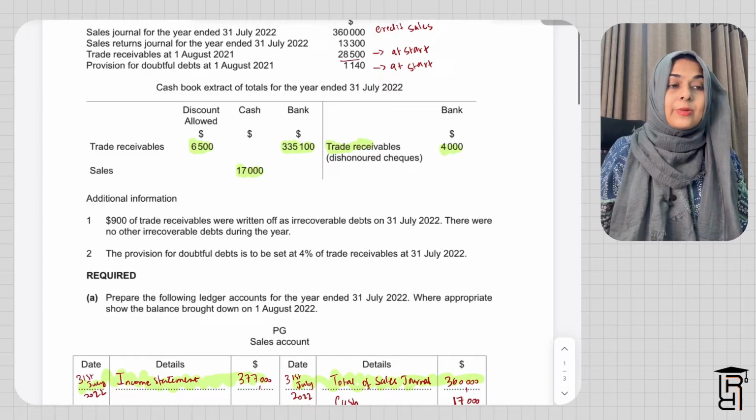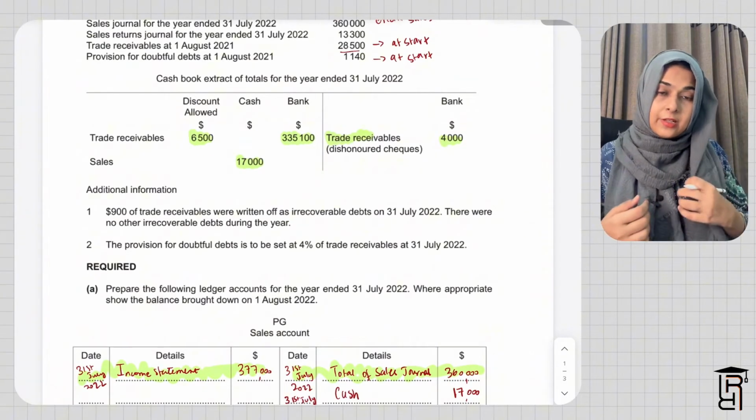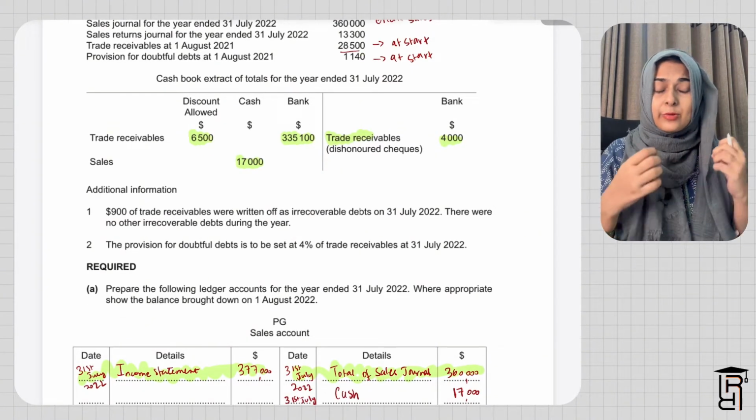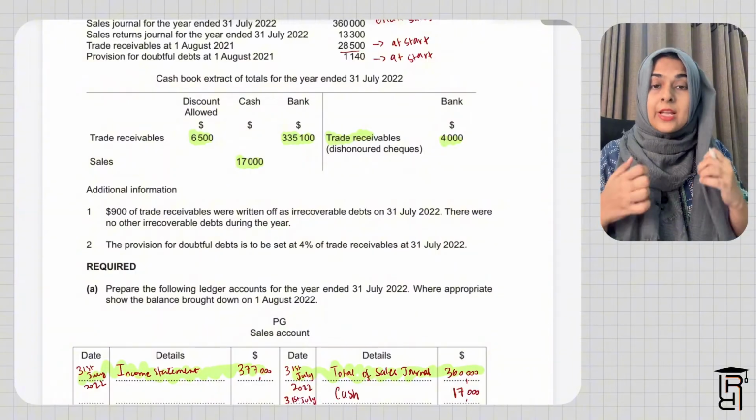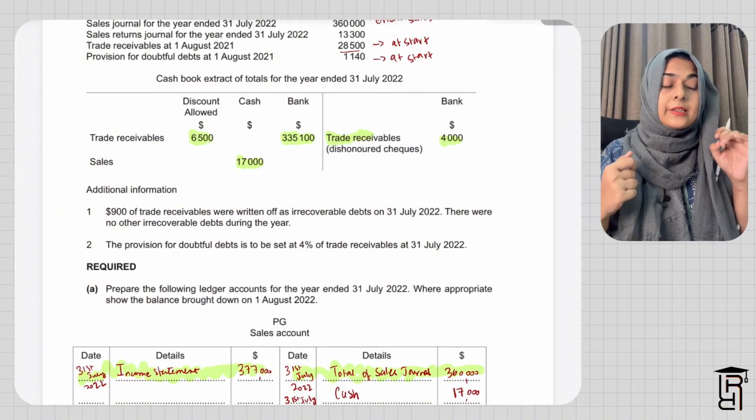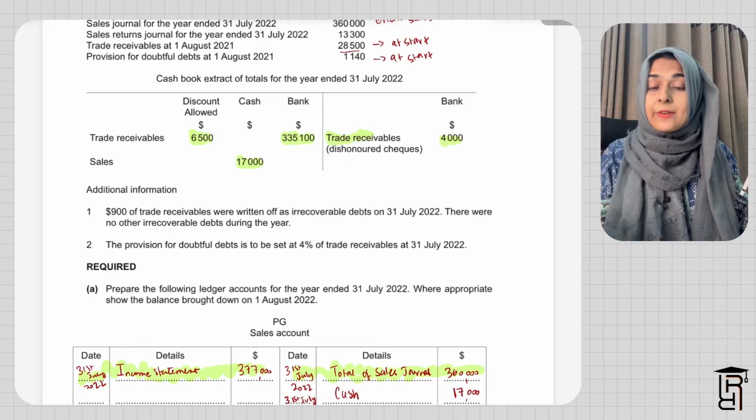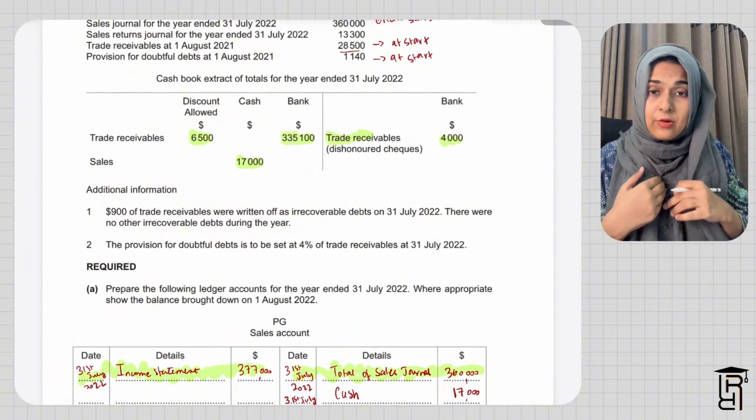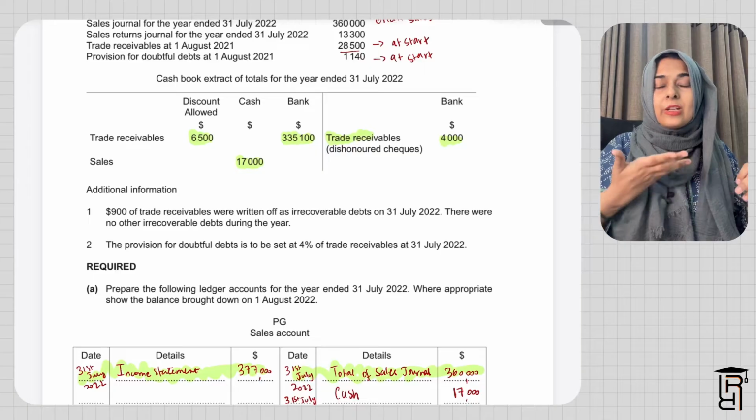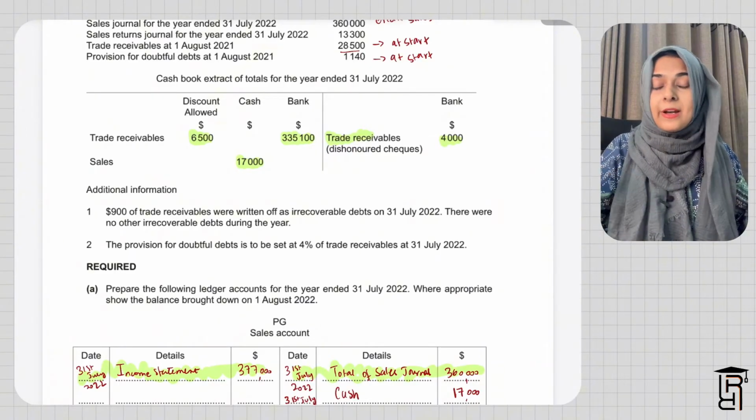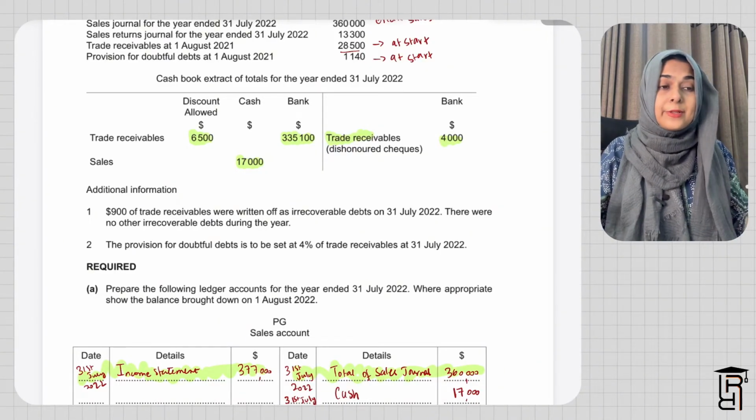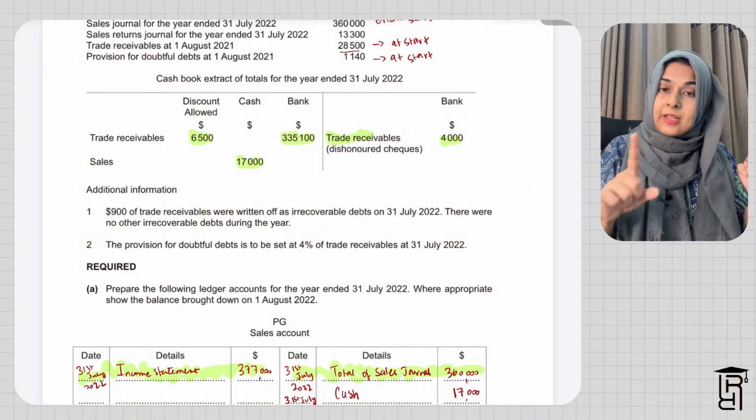Why? Because whenever my customers return me goods, the trade receivables, whatever they owe us, is less now. Let's say I sold some goods to my customer of $100, and then when my customer returned me goods, let's say of $20, now they owe me $80 only.